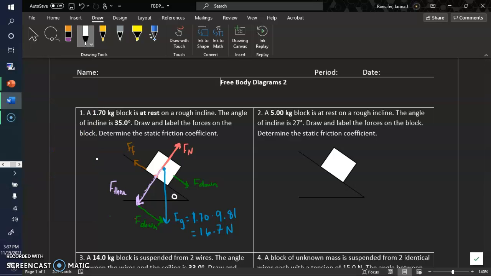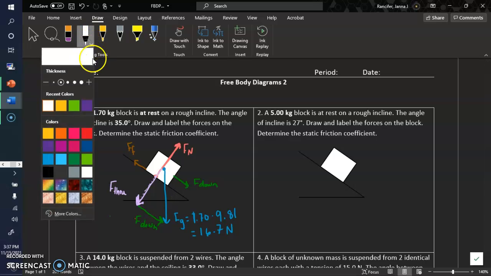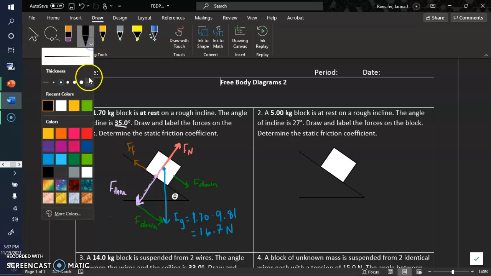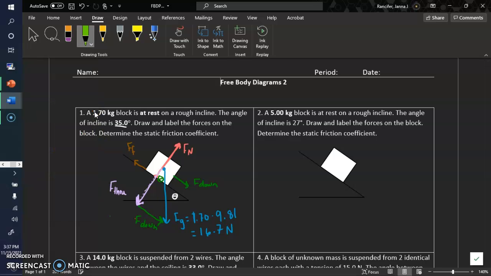We have theta. I'm sorry, we're going to do these angles. We have this angle theta, and this angle theta is 35 degrees, and this angle is the same angle that exists between F through and FG. This theta right here. These two angles are equal to each other.